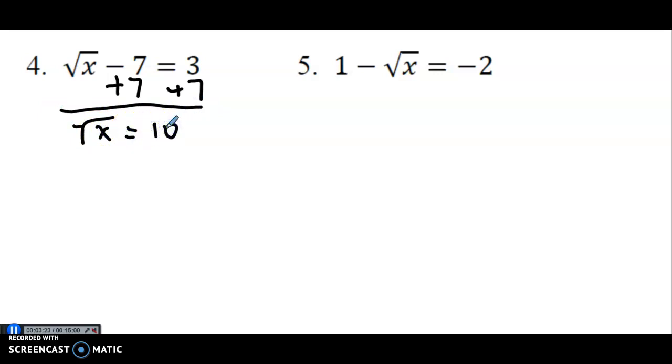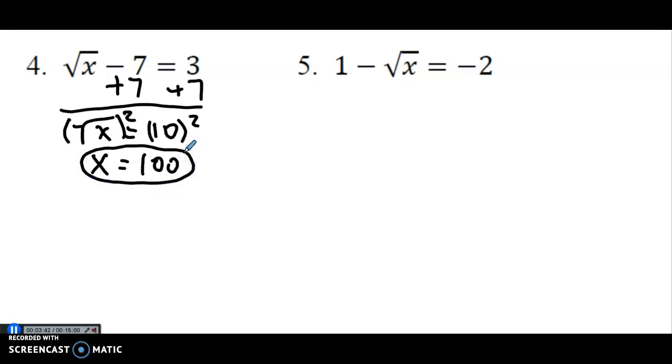Now it's like the problems from earlier on. I want to get rid of the square root, so the opposite is squaring. And those cancel out, leaving me with x. 10 squared is 100. Again, check my work. Square root of 100 is 10. 10 minus 7 is 3. I know I got it correct.